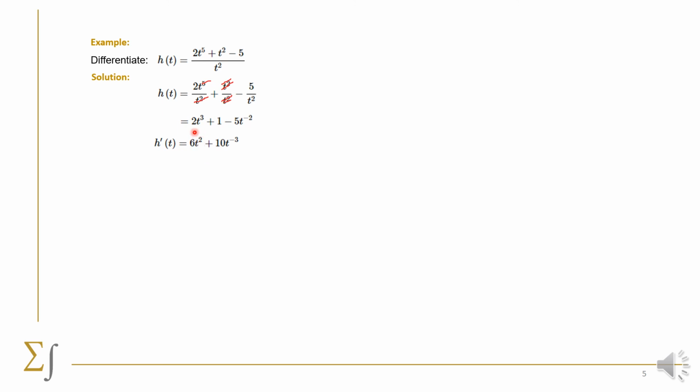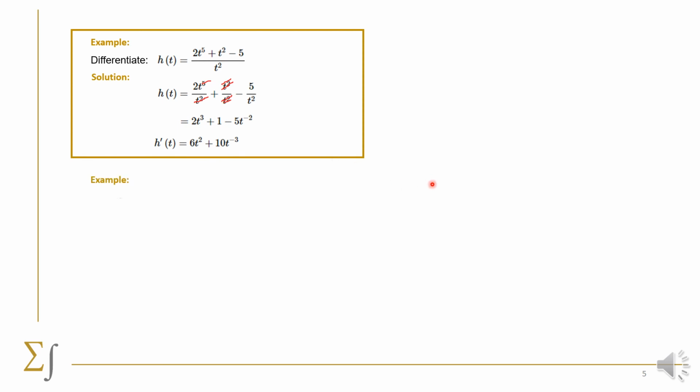The derivative of the first term is 6t squared, and the derivative of the second term is 0. We're not going to write it. And for the third term, we have a minus 5. When we differentiate the t power minus 2, we will get minus 2 times minus 5, which is plus 10, t power minus 2 minus 1, which is t power minus 3. We move on to see the coming example.